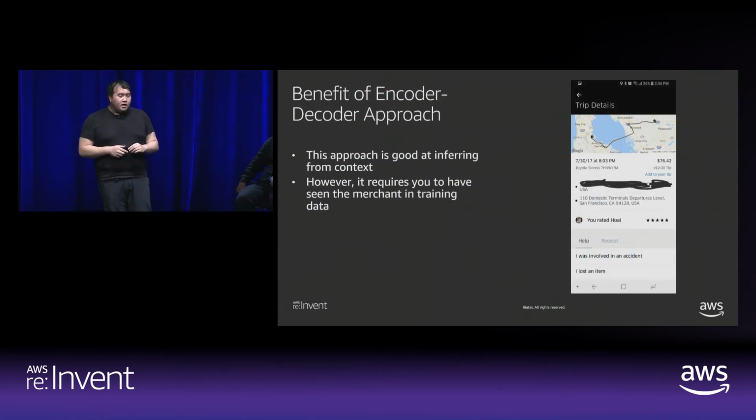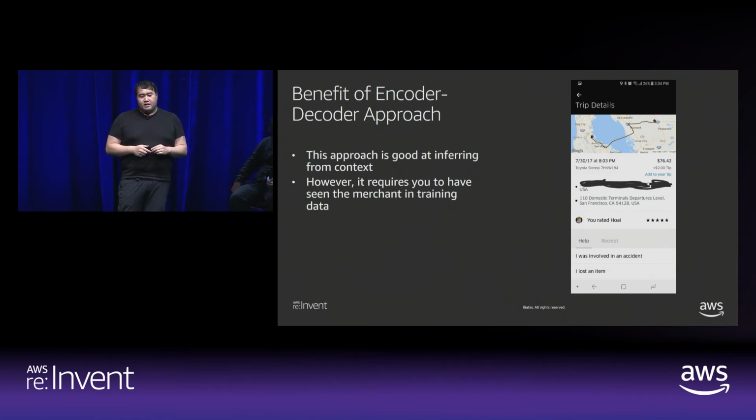The benefit of the encoder and decoder approach is that it's very good at inferring from context. If you look at the receipt on the right, we as humans know that this is an Uber receipt because we know the color of the app, and we know that in general the screen is structured. However, if you're doing this with a traditional machine learning approach, there is no sign of Uber here, right? This approach is really good because it is able to recognize from the training data, hey, for Uber, this is what the context in general looks like, the order of the words and what is being talked about.